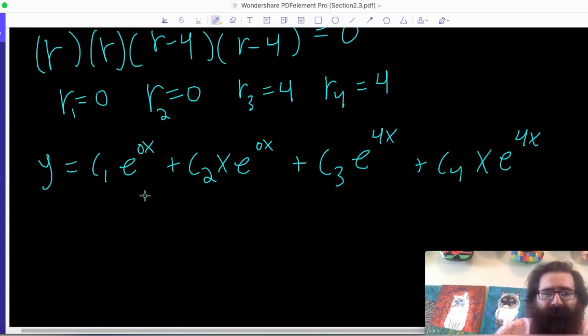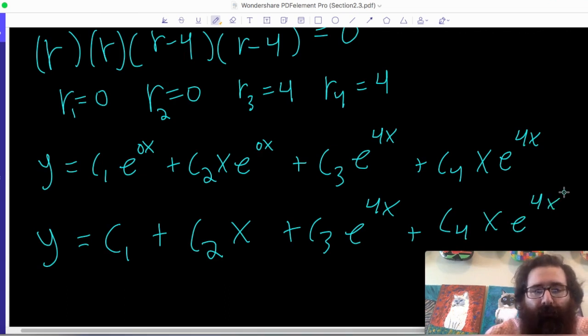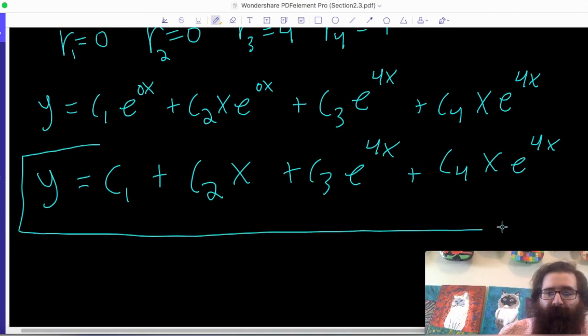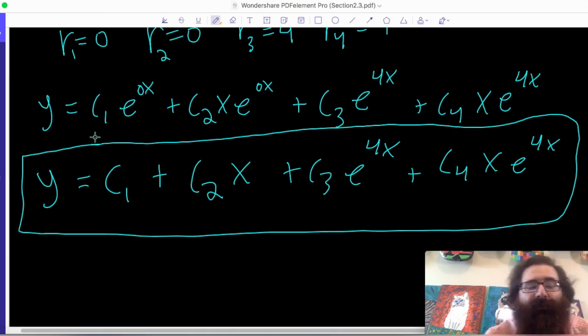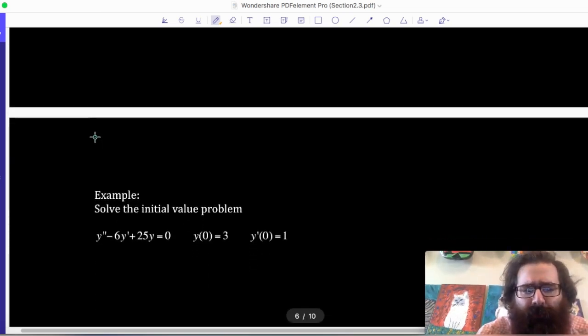Now I just want to go up and clean this because I think you're saying, well, e to the 0x is e to the 0, which is just 1. So this is going to look like y equals c sub 1 plus c sub 2 times x plus c sub 3 times e to the 4x plus c sub 4 times x times e to the 4x. And those are our 4 pieces to our general solution for the homogeneous differential equation. And there we had r equals 0, r equals 0, r equals 4, r equals 4. So not too bad, hopefully. It starts to get a lot quicker once we get comfortable with it.